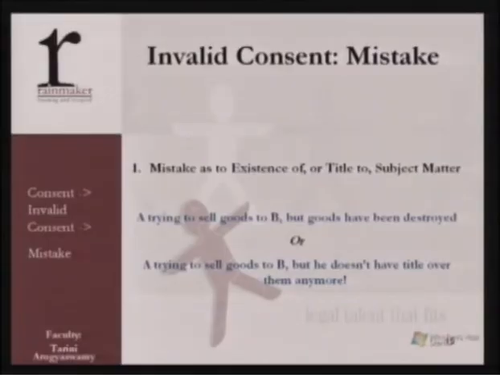For instance, A is trying to sell goods to B, but the goods have been destroyed. Or A is trying to sell goods to B, but he doesn't have title over them. In that situation, both A and B are under a mistake. There's a mistake as to the existence of or the title to the subject matter. Those goods don't exist anymore. So when they enter into the contract, the goods have already been destroyed.